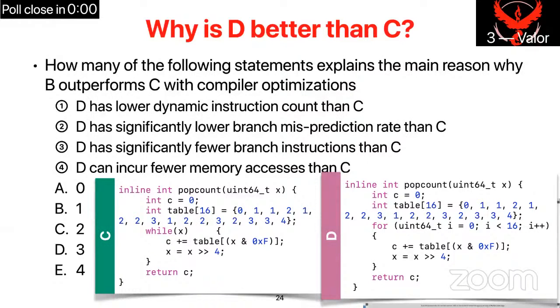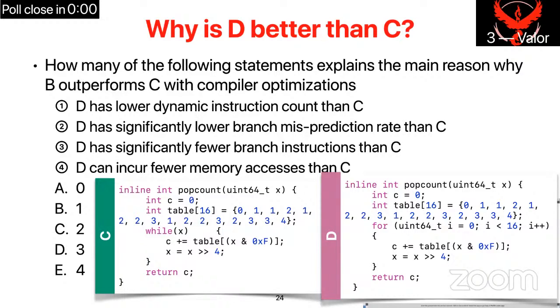Post discussion, my group had settled on the answer that B is the right one. D has significantly lower branch misprediction rate than C. For the reasons: D has lower dynamic instruction count than C.